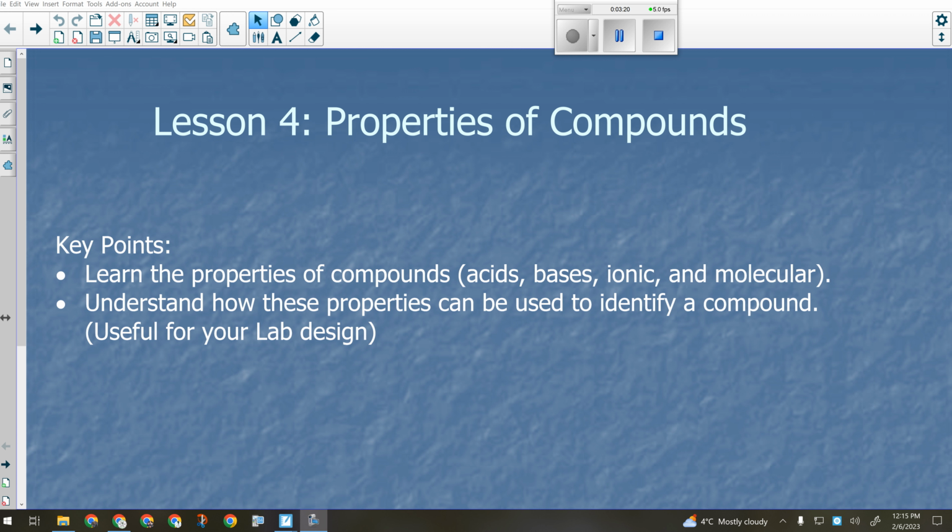So for today, we're going to learn the properties of compounds, acids, bases, ionic, and molecular. Okay, and we're going to understand how those properties can be used to identify a compound, which, as we said, is going to be useful for your lab design.